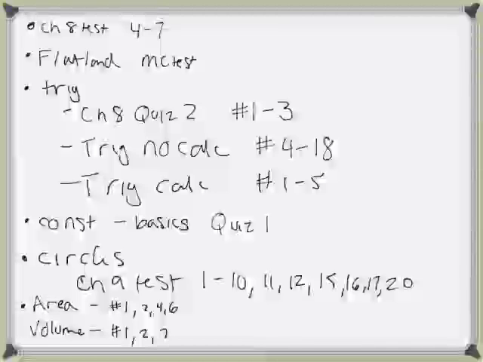Then on the review sheet, it says probability. That probability test that we just took, the problems listed there are accurate for that. So for the probability test, that's numbers 1 through 4, 6 to 10, and 11 to 13, basically the whole front page on that probability one.